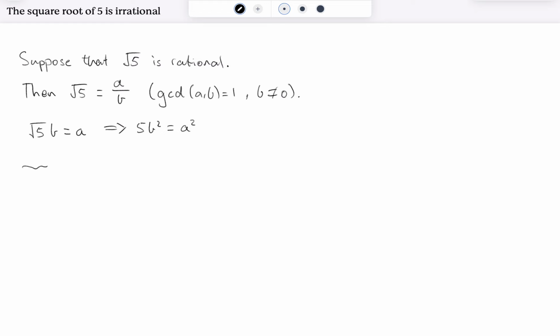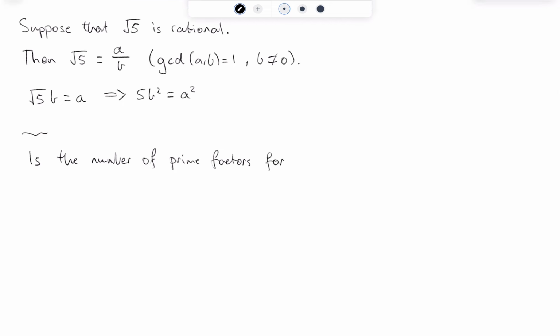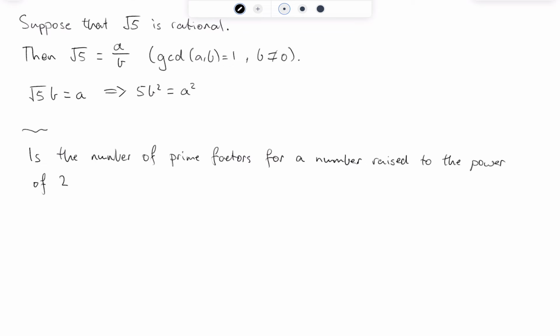So as an aside, is the number of prime factors for any integer raised to the power of 2 odd or even?